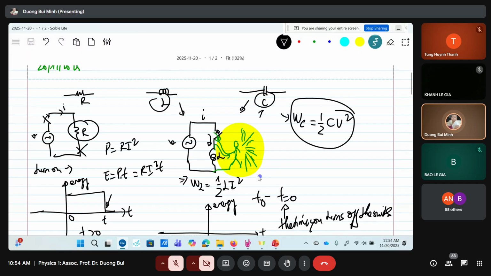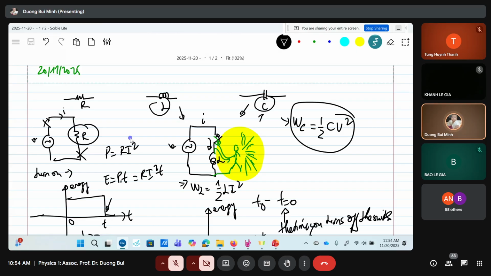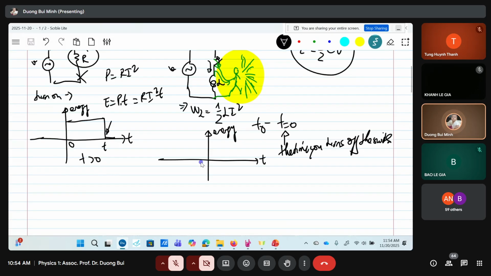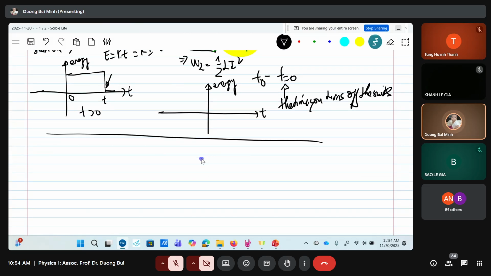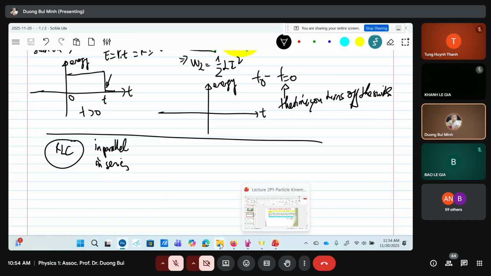Of course, we have many different combinations of RLC. For example, we have RLC in parallel, RLC in series, and many random combinations of RLC. We will study this in physics 2 or electric circuits, covered by Dr. Hiển and Dr. Udo respectively. Anyway, we come back. I hope you understand.